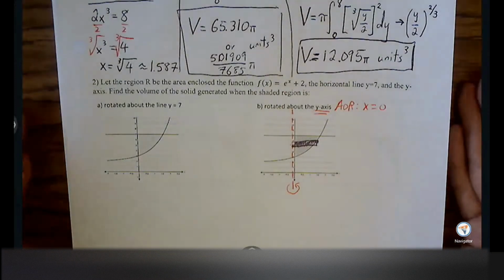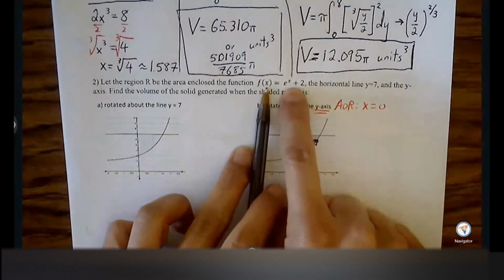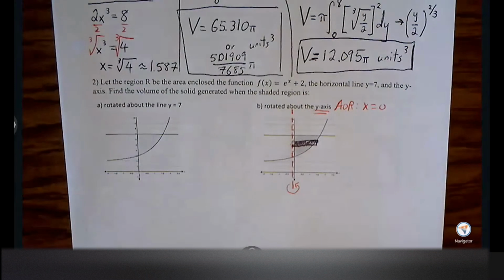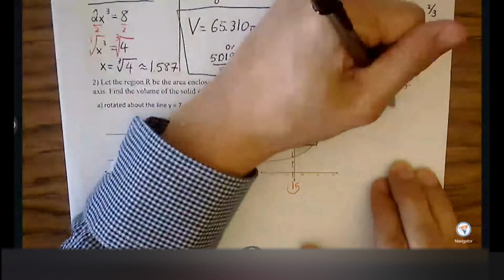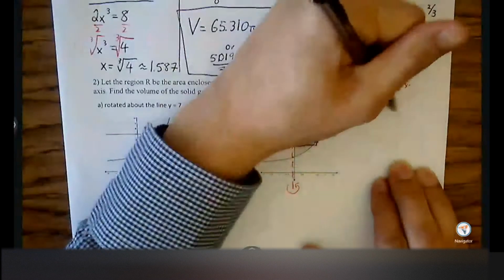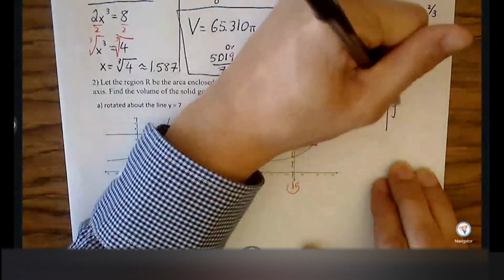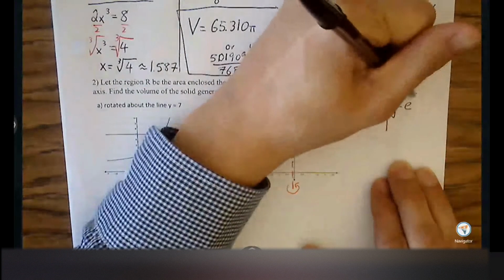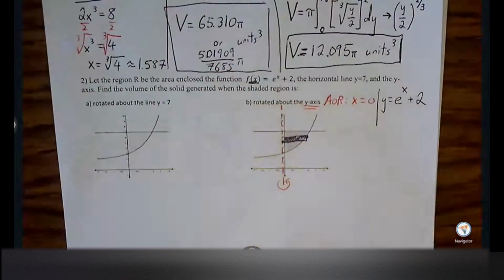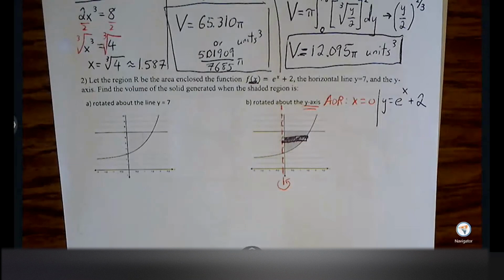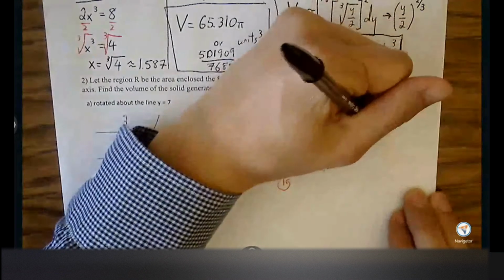Our equations have to be rewritten because they are not in the proper form for a right minus left. So I'm going to adjust the equation for the curve. f of x is the same thing as y, so I'll say y is equal to e to the x plus 2. Okay, so I want to solve for x. What would you do first to move towards that goal? Let's subtract 2 from both sides, so y minus 2.